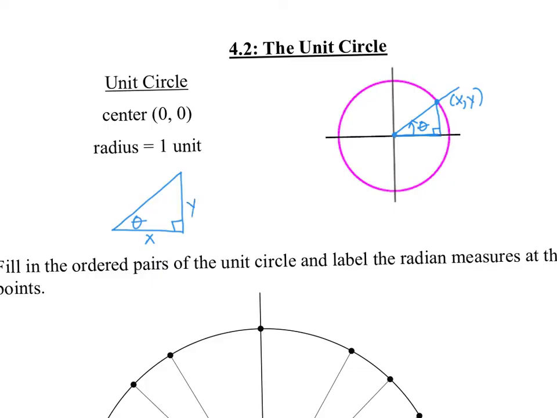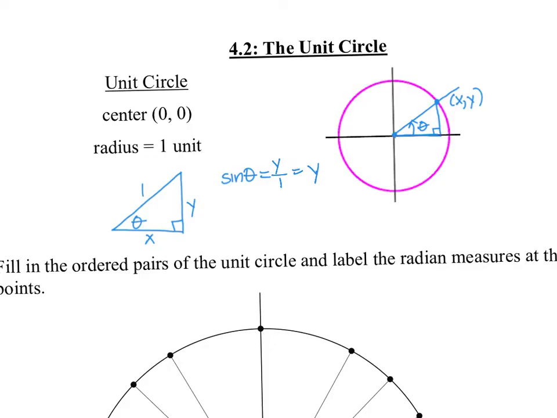Now the fact that makes the unit circle awesome is that because this is a unit circle, the radius is 1 unit. So the hypotenuse has to be 1. If you remember your SOHCAHTOA, the sine of theta is the opposite over the hypotenuse. The opposite is y, the hypotenuse is 1, so the sine is y over 1, which really just simplifies down to y. So the sine of theta is actually just the y coordinate if it's graphed on the unit circle.